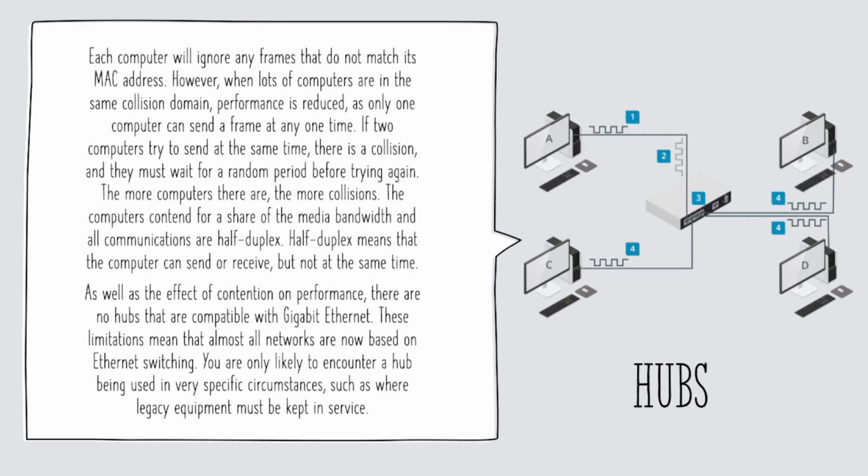If two computers try to send at the same time, there is a collision and they must wait for a random period before trying again. The more computers there are, the more collisions there are. The computers contend for a share of the media bandwidth, and all communications are half duplex. Half duplex means that the computer can send or receive, but not at the same time, as well as the effect of contention on performance.